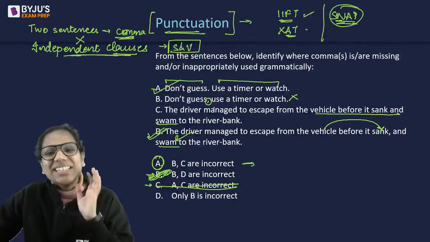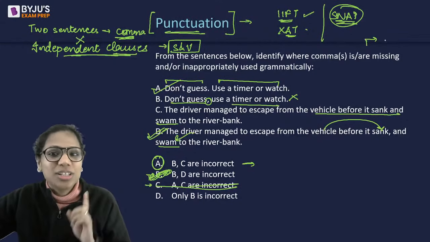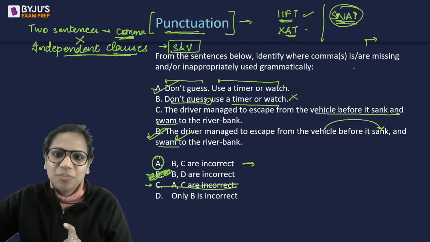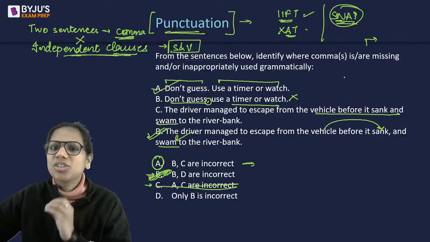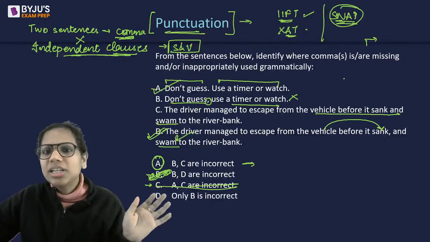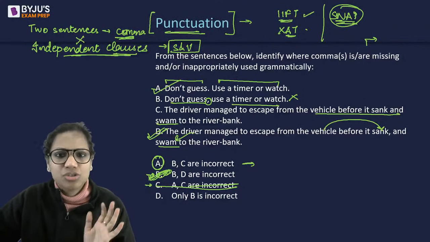But then, yes, please keep this in mind. You cannot join two independent clauses using a comma. This was not a difficult question. It was on the easier side. My recommendation to you is that Wren and Martin has a very basic chapter on punctuation. It is not lengthy at all. Just go through that chapter once and it will clarify these things to you.